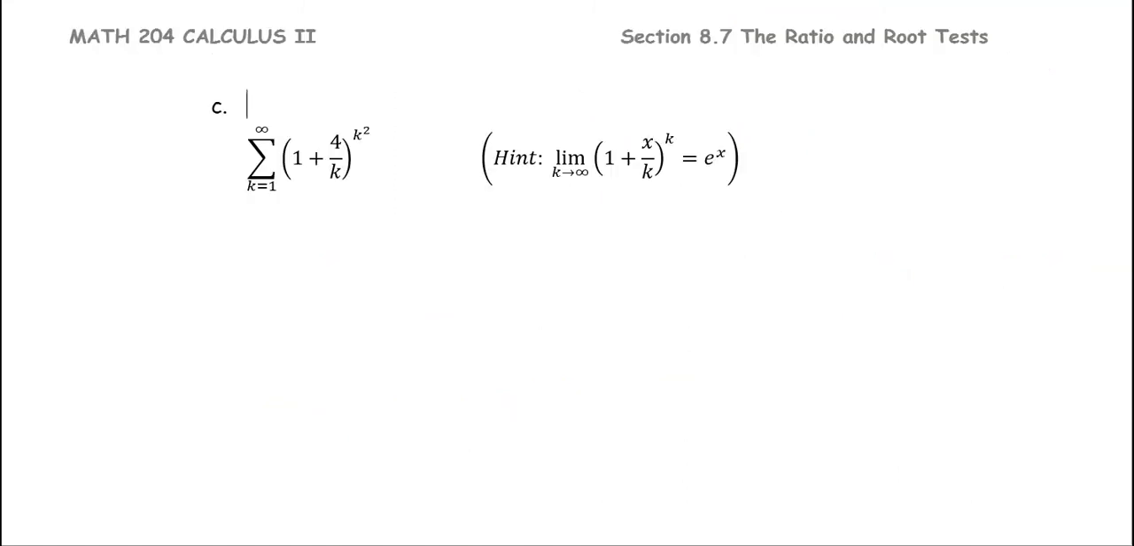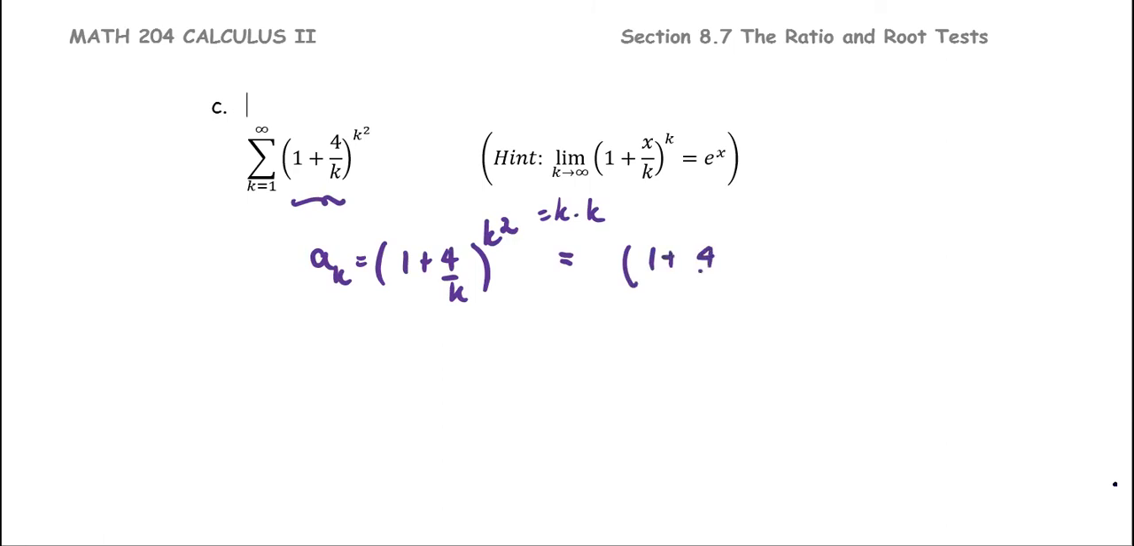In this example, we have the series of the quantity (1 + 4/k) raised to the power k squared. We see a_k in the form of (1 + 4/k) raised to the power k squared. With the property of the exponent, k squared means k multiplied by k, so we can rewrite the a_k term in the form of (1 + 4/k) raised to the power k, and also raised to the power k on top of it.